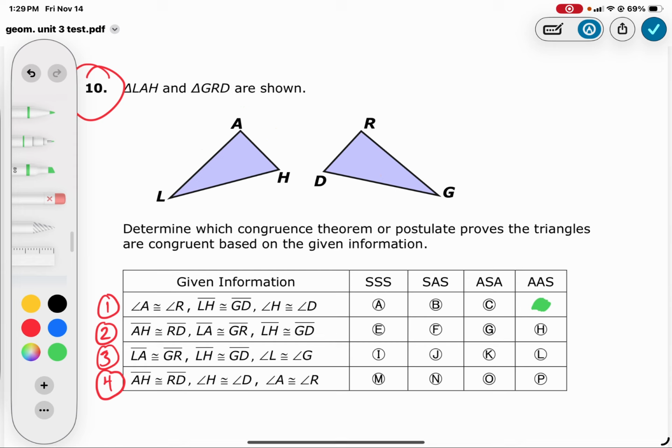Now I'm going to go to number 2, the second one. This one says segment AH is congruent to segment RD. Segment LA is congruent to segment GR. And segment LH is congruent to segment GD. Every time they give you a new congruence, you have to do different congruency markings. And in this case, these were all sides. So this one is pretty straightforward.